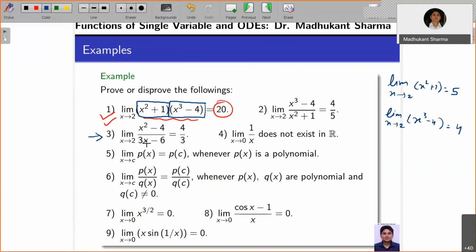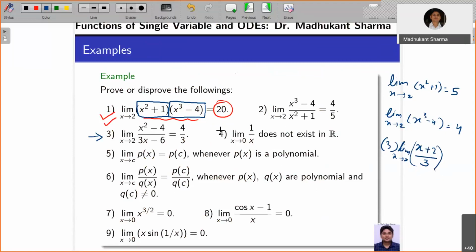What you can do is simplify this function. You can write the numerator as x minus 2 into x plus 2, and the denominator is 3 times x minus 2, so x minus 2 gets cancelled. So you will have only the simplified form, x plus 2 divided by 3, and that you are going to evaluate as x tends to 2. Here you can refer to that rational result.